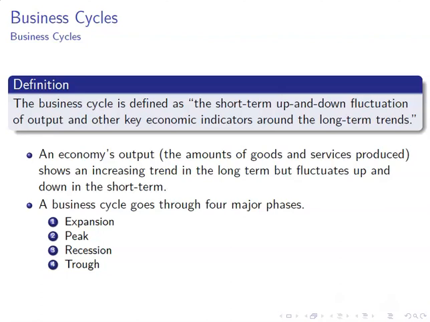Let's talk about the business cycle. The business cycle is defined as the short-term up and down fluctuation of output and other key macroeconomic indicators around the long-term trends. An economy's output, that is the amount of goods and services produced in the economy, shows an increasing trend in the long term but cyclically moves up and down in the short term. A business cycle goes through four major phases: expansion, peak, recession, and trough.